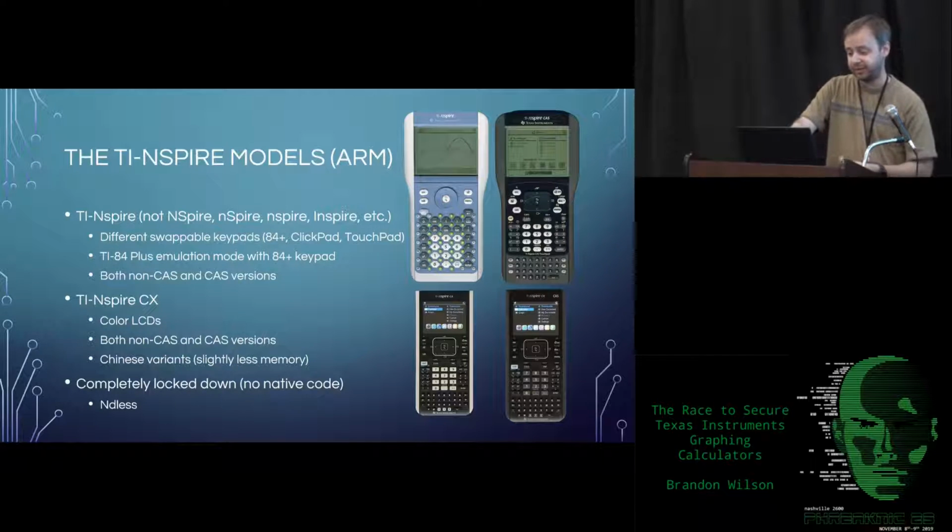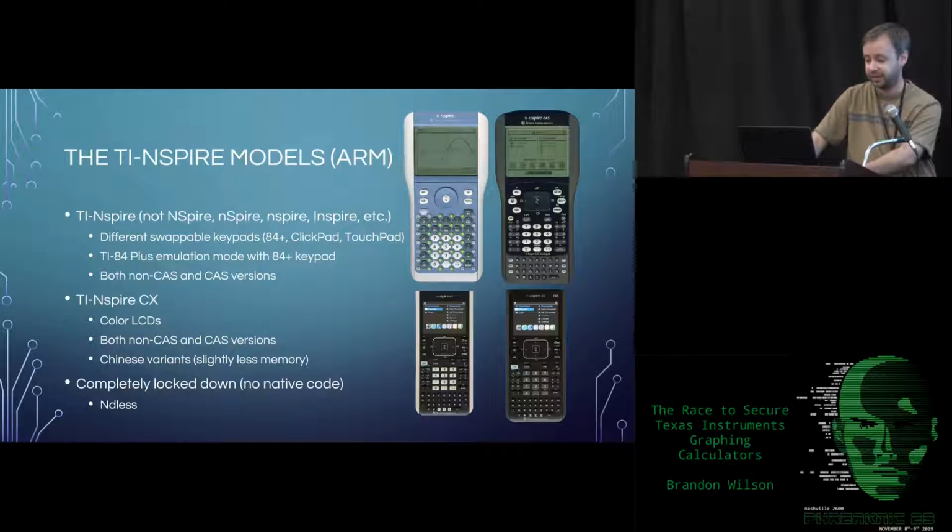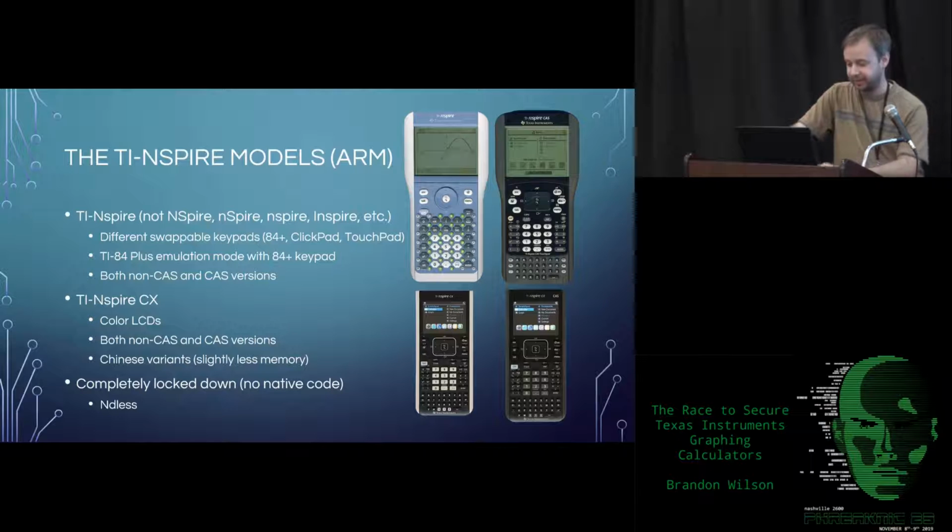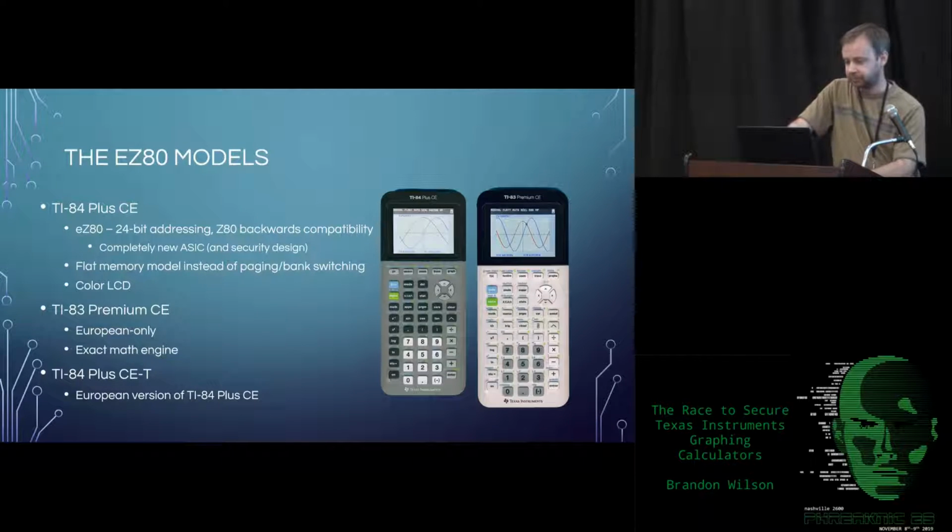There's something called Ndless. It's kind of like ZShell, it re-enables unsigned code execution on it. For some reason, TI fights this really hard. They try to fix the vulnerabilities that it uses as soon as they can, way more than the other models, which is unfortunate. Why they would focus on the worst ones, I don't know.